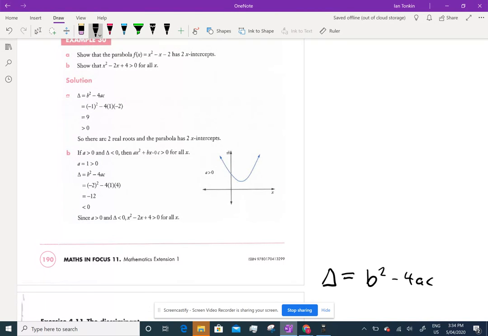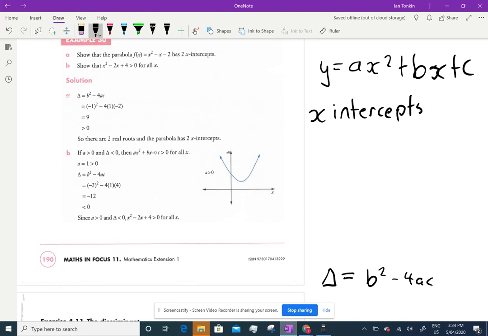So when you have a quadratic equation, y equals ax squared plus bx plus c, and you want to find where the x-intercepts are, or we also call them the roots, you let y equal 0. And we know that we can solve that by factorising, or we can solve it by completing the square. And the quadratic formula is just completing the square.